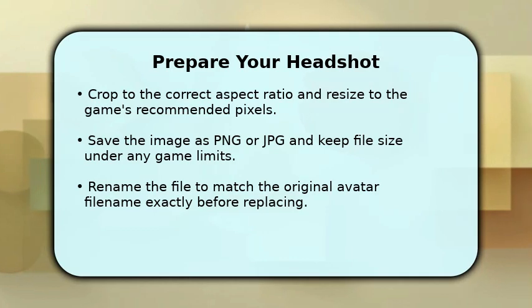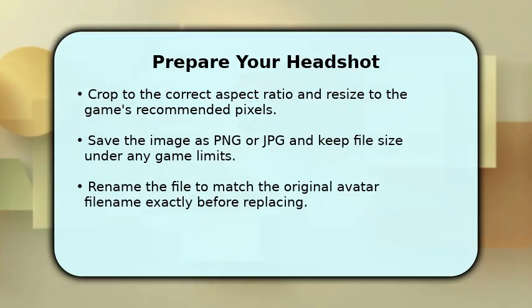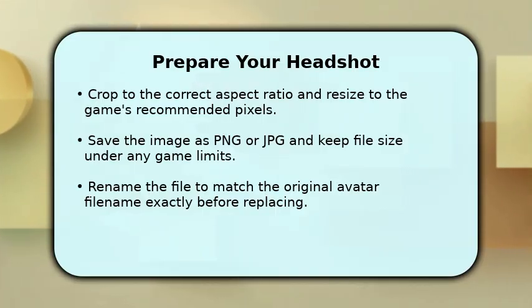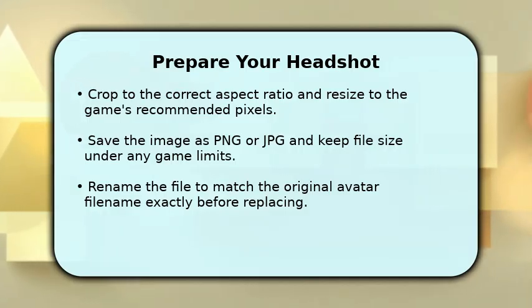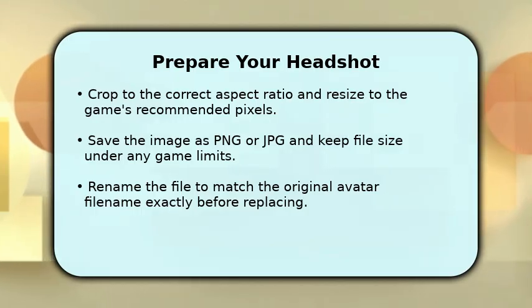Create a clean headshot using simple editing tools so it looks natural in-game. Choose the correct aspect ratio, usually square or 16:9 depending on the slot, and resize to match Pubg expected pixels. Remove backgrounds if needed and check the color balance for good visibility. Export the image as PNG or JPG and keep the file name identical to the original avatar file so the game recognizes and loads your new headshot without errors.